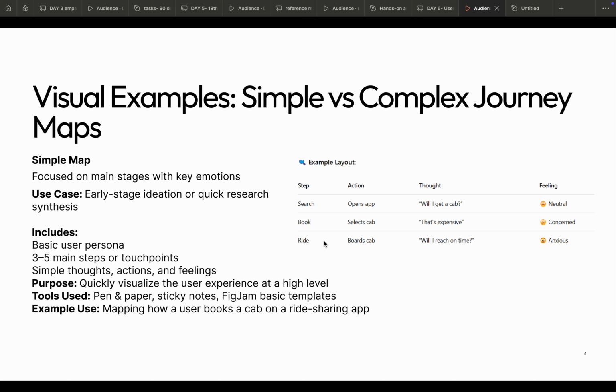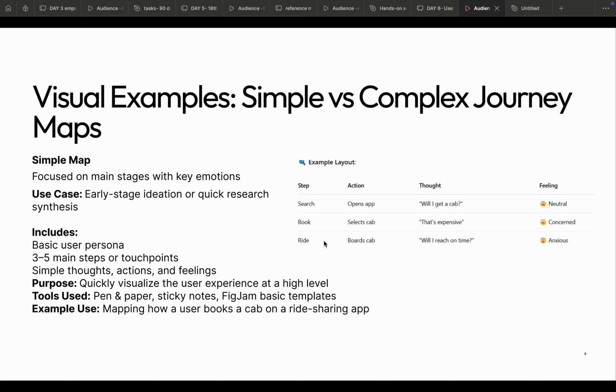The use cases here are early stage ideation or quick research synthesis. When we start the app, early on we can just brainstorm and we can quickly get the research data from this. So here there will basically be a user persona. A user persona, in the sense, is going to include the user's image, name and a few details like the scenario of the user.